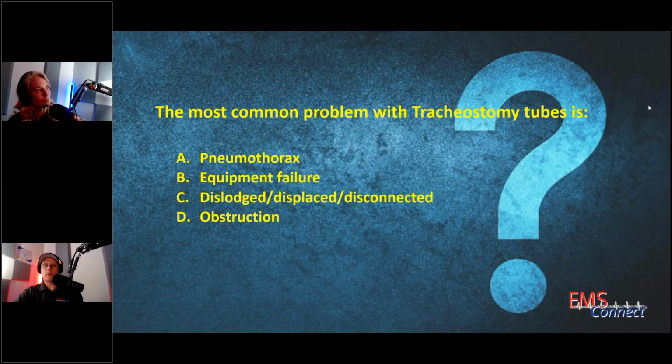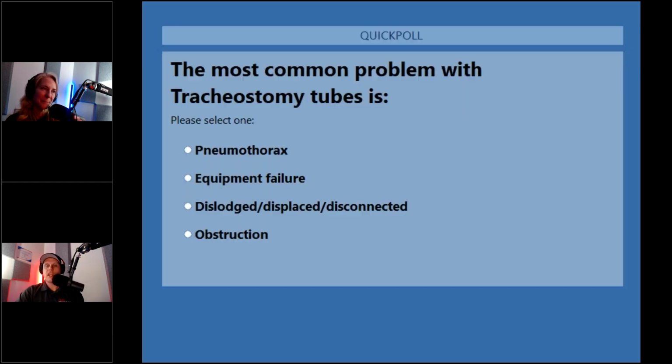This is just kind of to see what people think, right? So the most common problem with trach tubes is: A, pneumothorax; B, equipment failure; C, dislodged, displaced, or disconnected; or D, obstruction? So if we're encountering problems with this, let's see what people think. Got a couple people who are like, well, the lecture is about dislodging, disconnecting. Yeah, so hopefully the most common thing isn't pulling it out, but you never know, right?